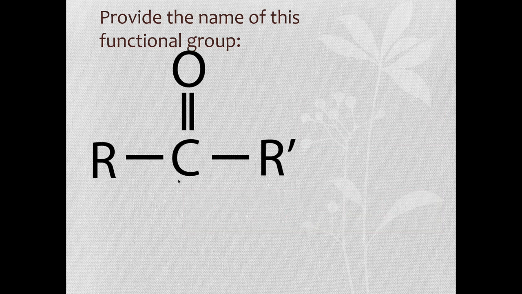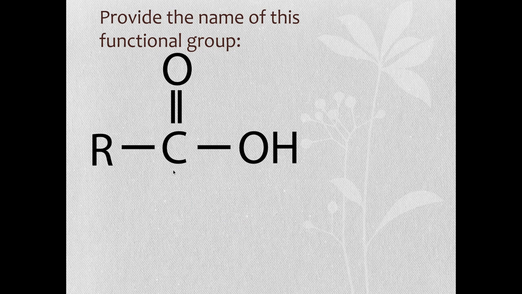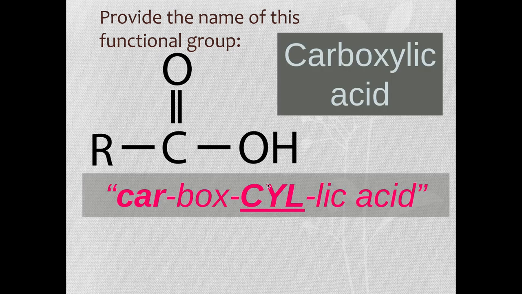When you see C double bond O and both sides have carbon groups, this is called a ketone, ketone. When you see a carbon double bonded to O, one side is a carbon group and the other side is an OH group, we call this a carboxylic acid. Carboxylic acid. So this one is not an alcohol group anymore. Now it's part of this whole entire functional group called carboxylic acid.